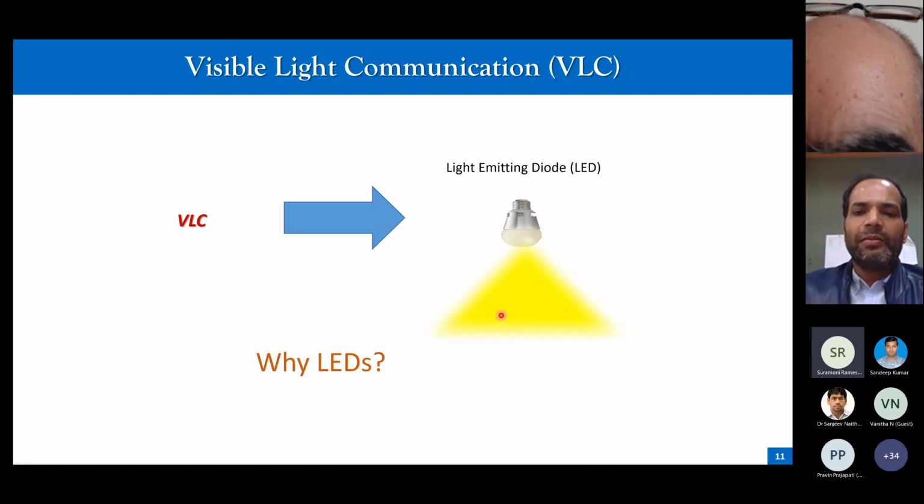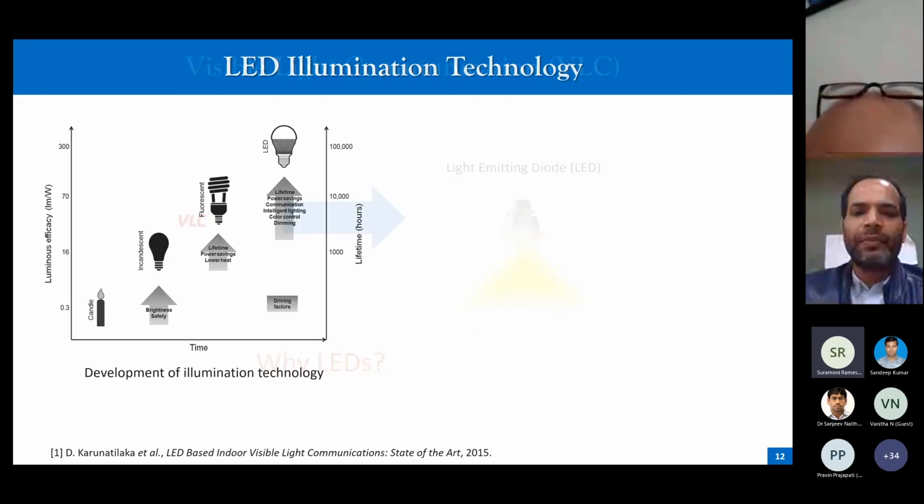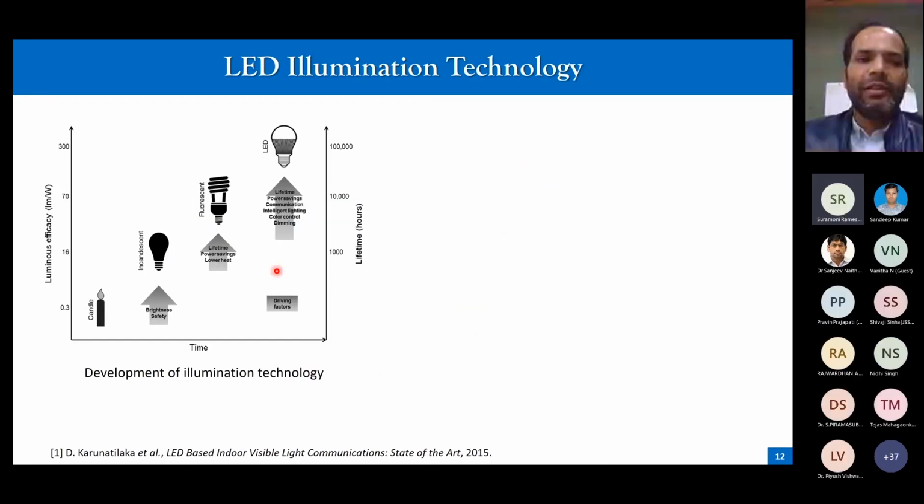And one question that can come to someone's mind is, why are we using LEDs? Are there other sources which can emit visible light, or why are we focusing on LEDs as our transmitter for a VLC network? And the reason is, if you look at this chart, this is a very important chart, taken from this reference paper.